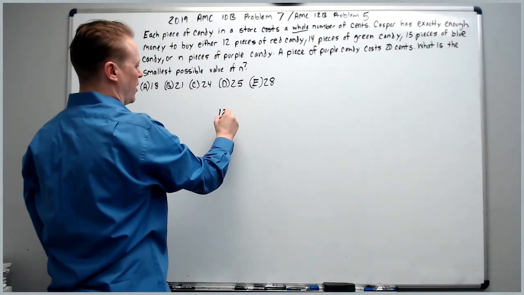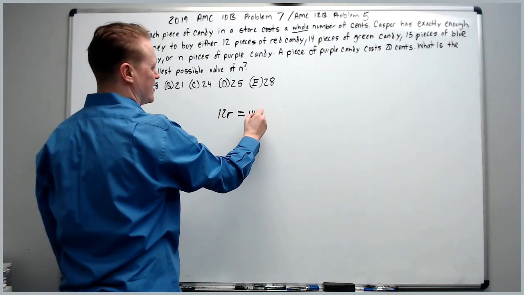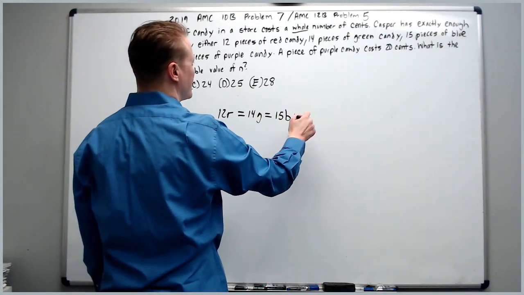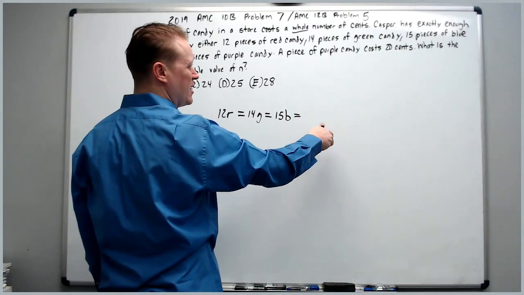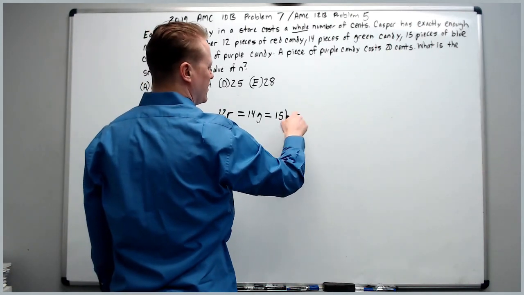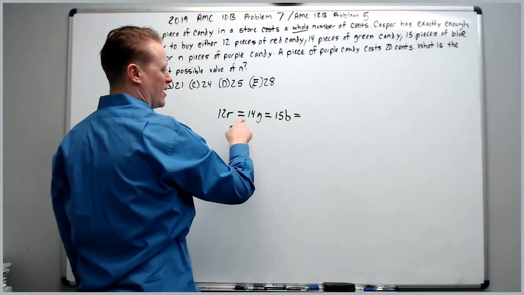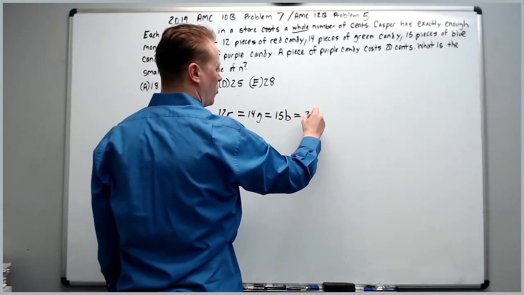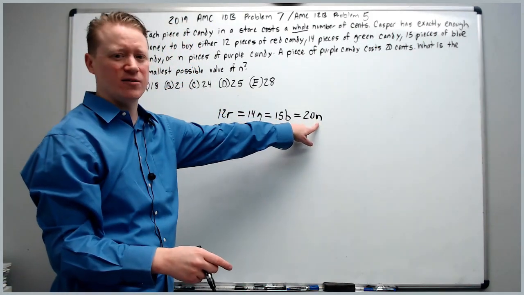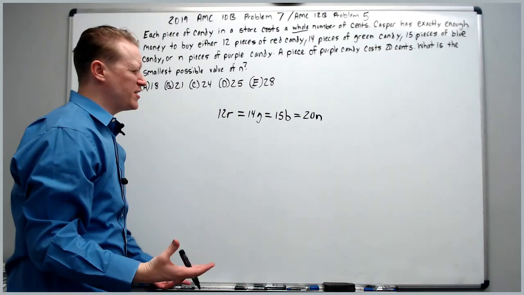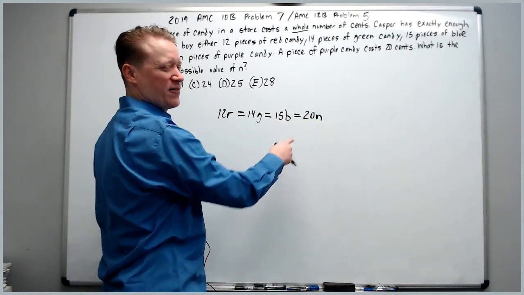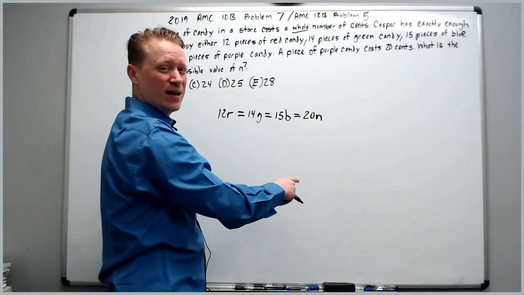So you can get 12 red. This is the same cost as 14 green, the same cost as 15 blue, the same cost as n times p, but the price of p is 20 cents. So these are the price of blue, price of green, price of red. So we're going to have 20n. And it wants to know the smallest possible value of n. So you might just start plugging in numbers. You can see that to be a multiple of 15, it's going to have a 3, so maybe you put a 3 for n.